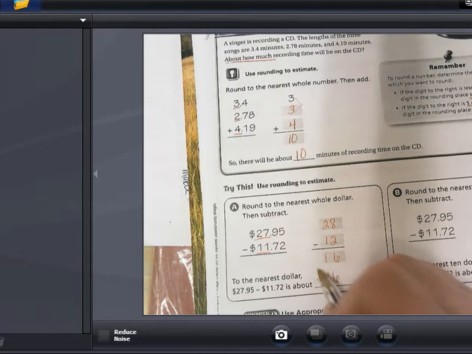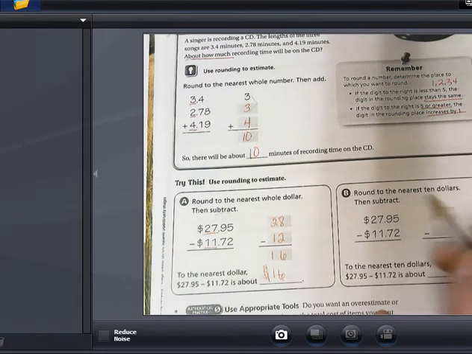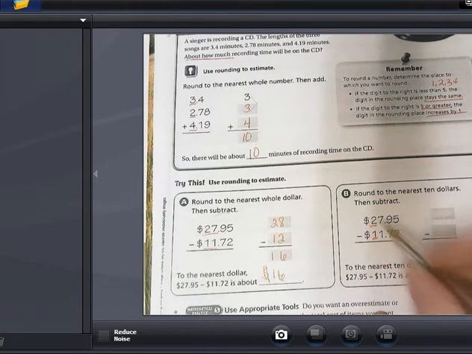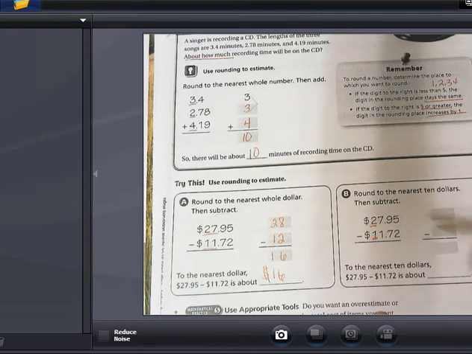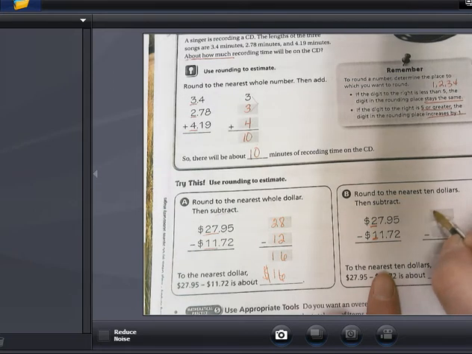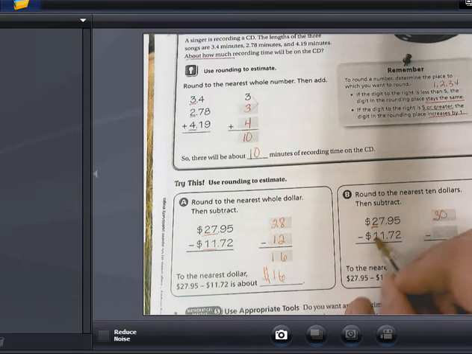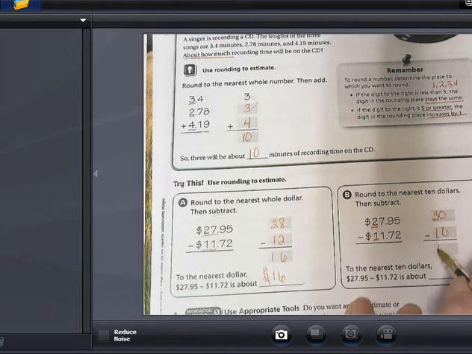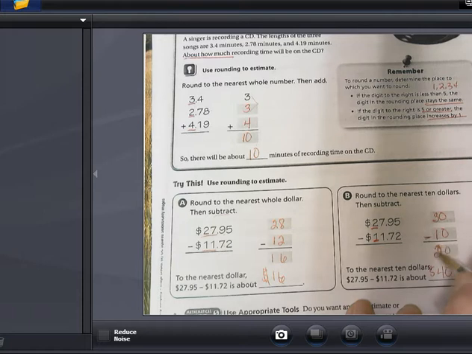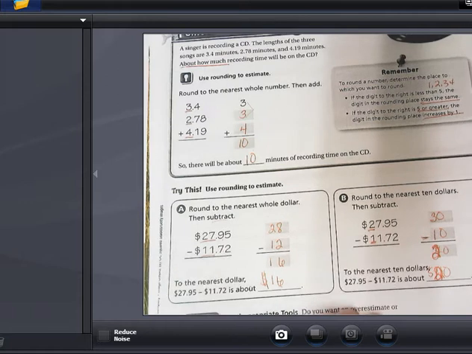So it's about $16. So when it says round to the nearest $10, then subtract, now I just underline the $10 because that's the 10 place. Alright, the 7 tells the 2 to go up, so that's 30. The 1 tells the 1 to stay the same, so it's about 40. Oh, sorry, subtract, watch the symbol, $20. So you've got to know where you're rounding to.